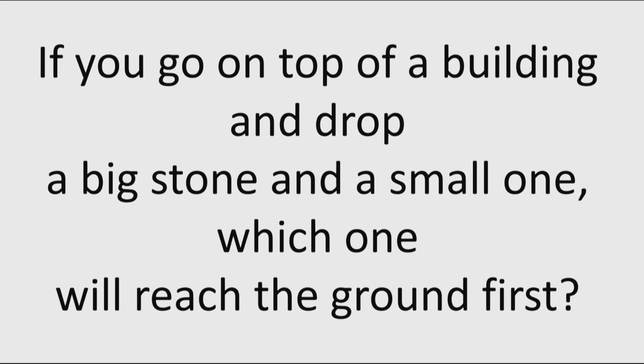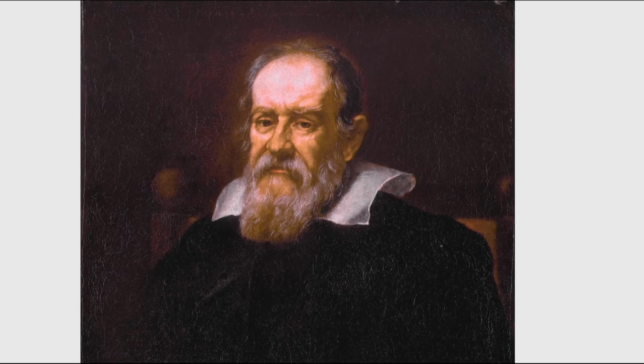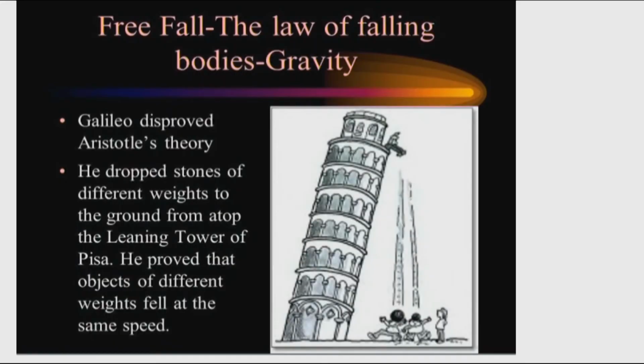I hope you did not make the mistake that Aristotle made, because he thought that the big stone would reach the ground first. But this guy, Galileo Galilei, proved Aristotle wrong. He went on top of the Tower of Pisa, which is a leaning tower in Italy, and he dropped a big and a small mass from the top of the tower, and both masses reached the ground at the same time.